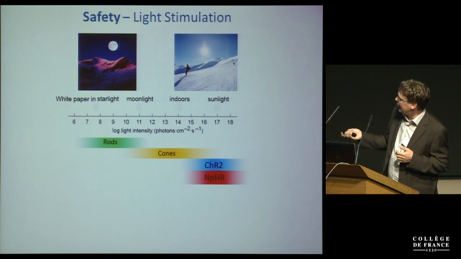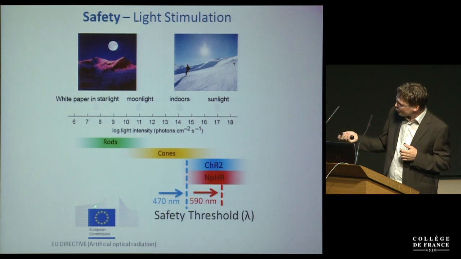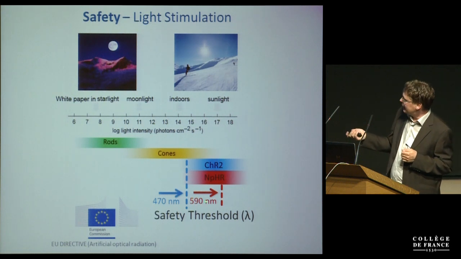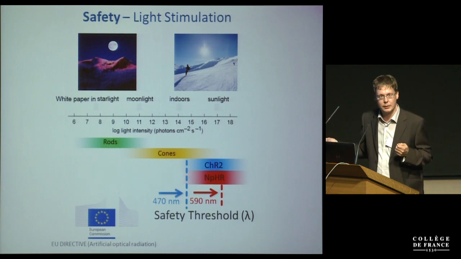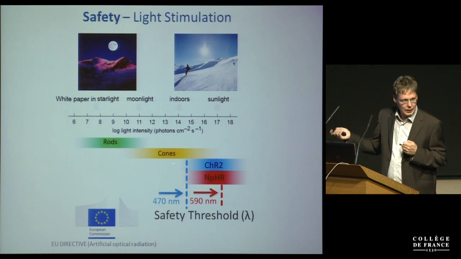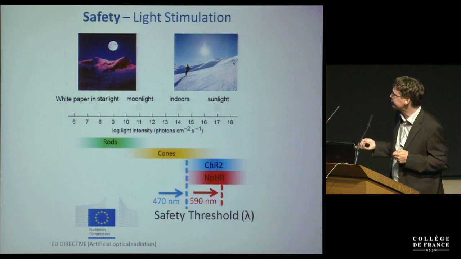You see this here, and these are the safety thresholds. And we applied here the European directive, so we made the calculations, and you can see that it makes a tremendous difference. We are talking about 3 orders of magnitude. So this would be the threshold for red light stimulation, 590 nanometer, and here in this range you would have the threshold with blue light. So it's very important to use a red-shifted opsin.